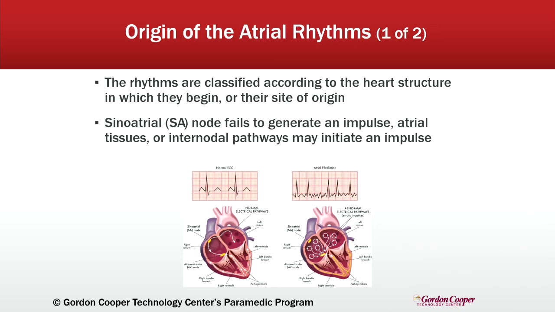So when we talk about atrial rhythms, they're classified based on where the electrical impulse begins. So whether that's from the SA node or if it comes from somewhere else in the heart. Now if the SA node fails to generate an impulse, then the atrial tissues or the internodal pathways might step in to initiate the impulse.